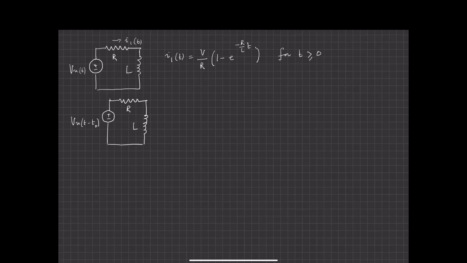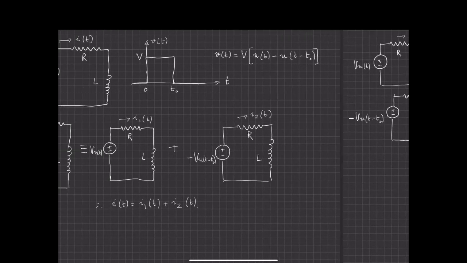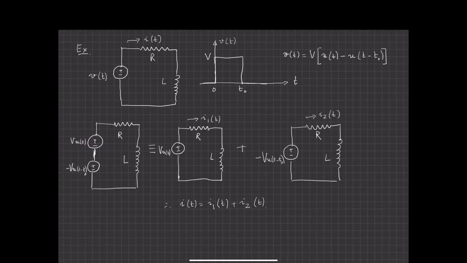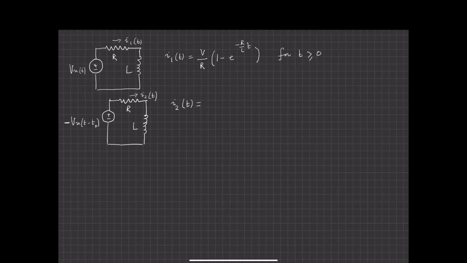This is L. And this current here is I2 of t. And what is I2 of t? Well, I2 of t, this is a minus sign here. Let's not forget that. Did I forget that on the previous transparency? Let's go back. No, I didn't. That's good. So it's minus Vu of t minus t naught.